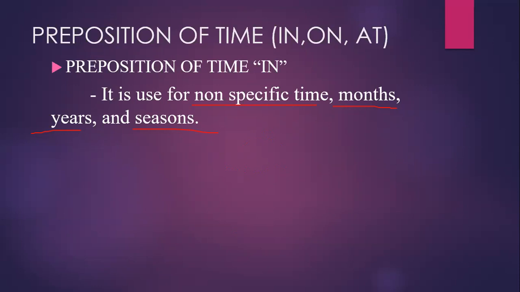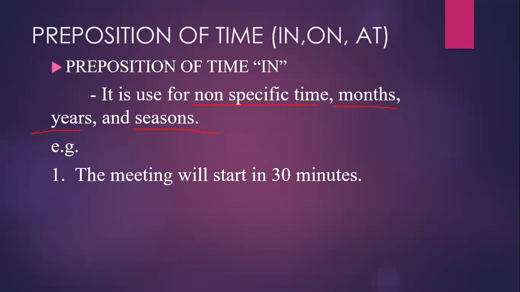And we are also using the preposition of time in for seasons. We have 4 seasons, okay? These are winter, summer, autumn, spring, okay? For example, the meeting will start in 30 minutes. Why we use the preposition of time in? Because there is no exact time on when the meeting will start, okay? 30 minutes is not an exact time, okay?